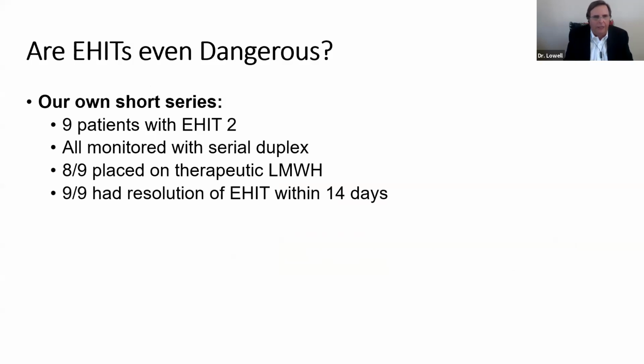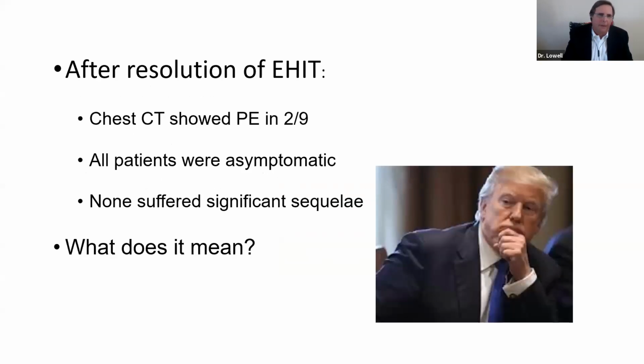In a little study that I did, I looked at 9 patients with EHIT 2. All were monitored with serial duplex. 8 out of 9 were placed on therapeutic low molecular weight heparin. And 9 out of 9 had resolution of EHIT within 14 days. After resolution of the EHIT, I was able to get a chest CT scan on all of the 9 patients, and 2 of them showed pulmonary embolism. All were asymptomatic. None suffered significant sequelae. So what does this mean?